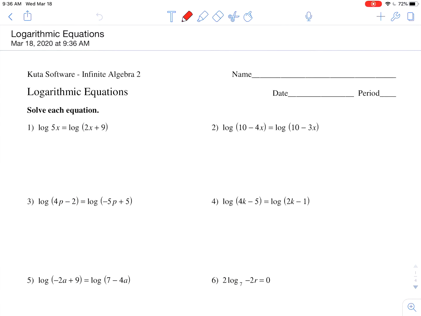All right, good morning. So we are going to talk about solving logarithmic equations. We've got to remember a few different properties here: condensing and expanding properties, and anytime I've got a log equals a log, I can take the stuff inside the logs and set them equal to each other. So 5x equals 2x plus 9, since I've got the same base, 10 if it's not shown. And then 3x is 9, x is 3.